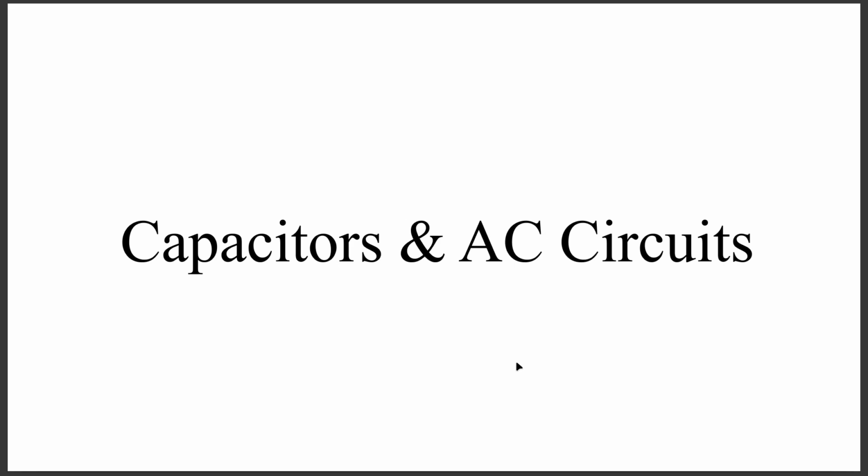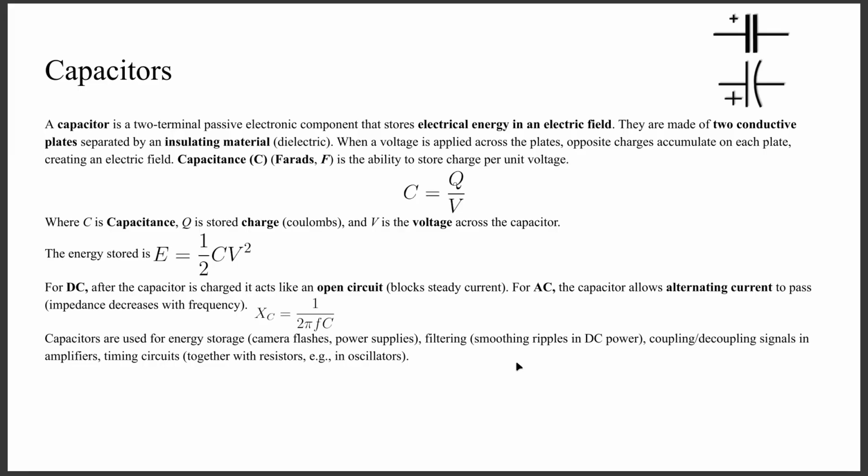Capacitors in AC circuits. Capacitors. A capacitor is a two-terminal device that stores electrical energy in an electric field. They are made up of two conductive plates separated by an insulating material, or dielectric. When a voltage is applied across the plates, opposite charges accumulate on each plate, creating an electric field. Capacitance C, measured in farads (F), is the ability to store charge per unit voltage. C is equal to Q over V, where C is capacitance, Q is the stored charge, and V is the voltage across the capacitor. The energy stored is E equal to 1/2 CV squared.